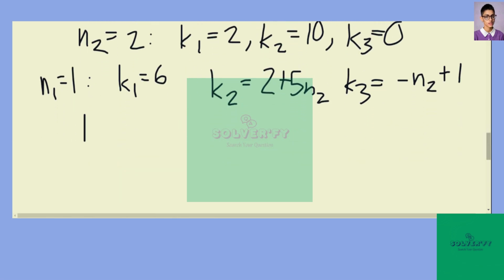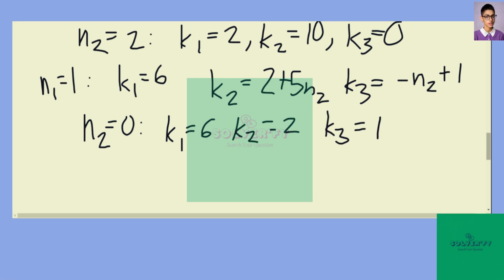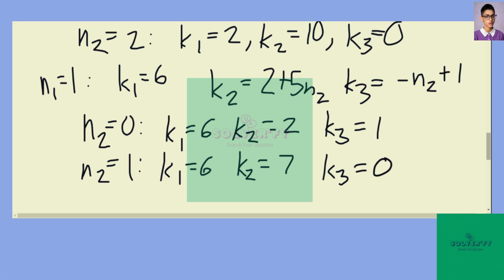And so if we take n2 to be 0, we have k1 equals 6, k2 equals 2, and k3 equals 1. If we take n2 to be 1, we have that k1 equals 6, k2 is equal to 2 plus 5 is 7, and k3 is going to be 0. We can't have any greater values of n2.